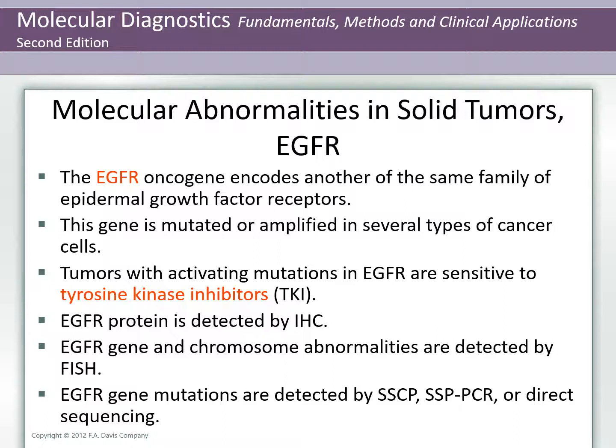EGFR protein is detected by immunohistochemistry staining. The EGFR gene and chromosome abnormalities can be detected by FISH. And the EGFR gene mutations are detected by SSCP, qPCR, or direct sequencing. Detection of mutations in the EGFR kinase region is now also performed to guide treatment strategy using EGFR inhibitors.